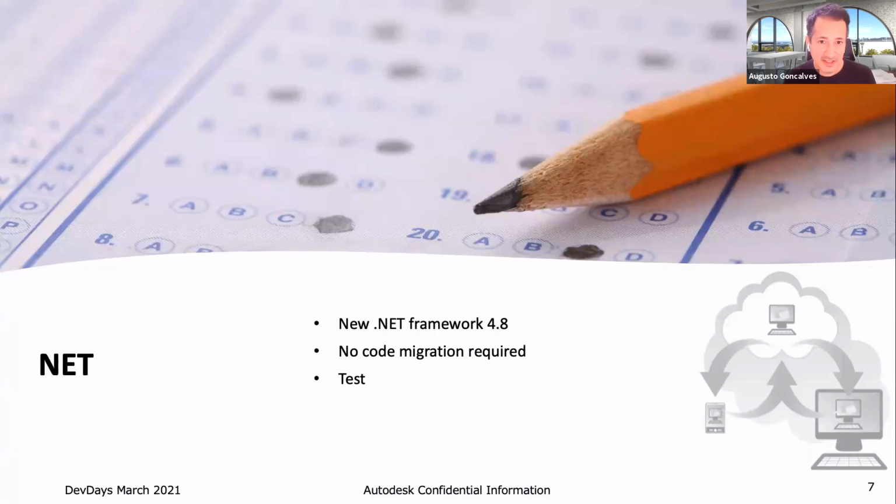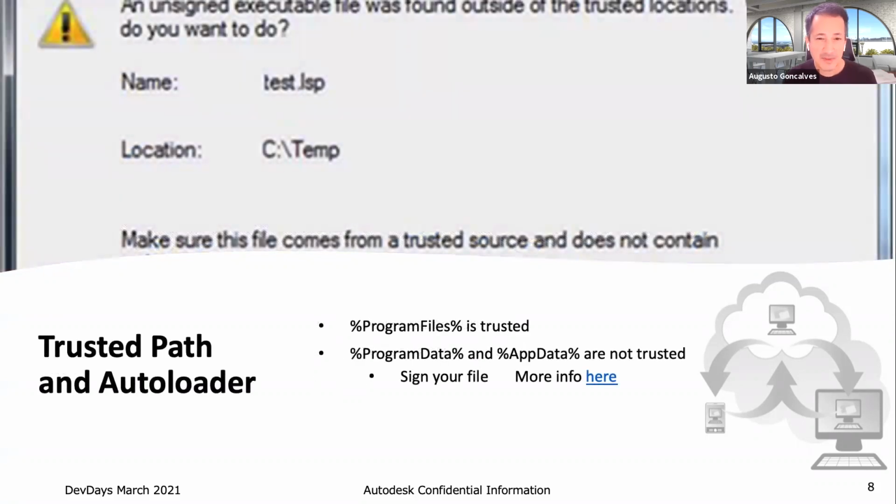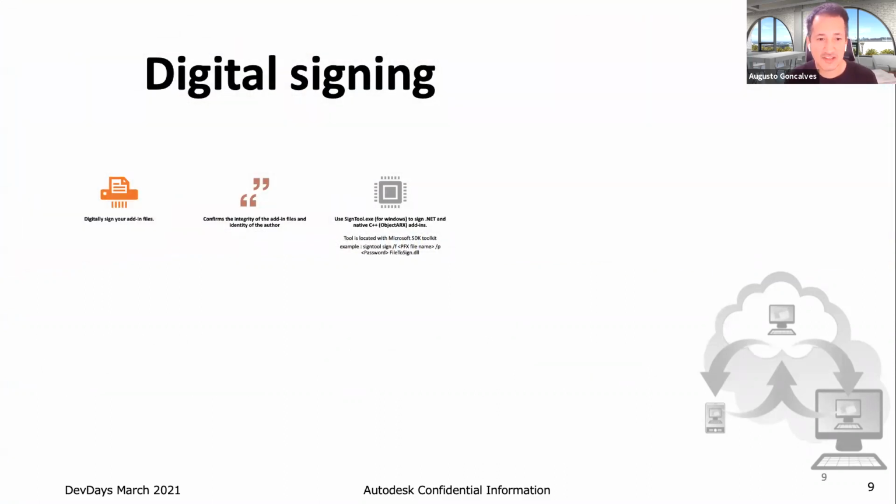So for .NET applications, we're still using .NET 4.8. No code migration is required, and remember to always test your application and make sure it's working with the newest APIs, newest framework. If you have an application, the program files folder is a trusted folder, and program data and app data are not trusted. You have to sign your application to keep it working, and there is more information on the ADN extranet. But essentially, you have to sign your DLL.